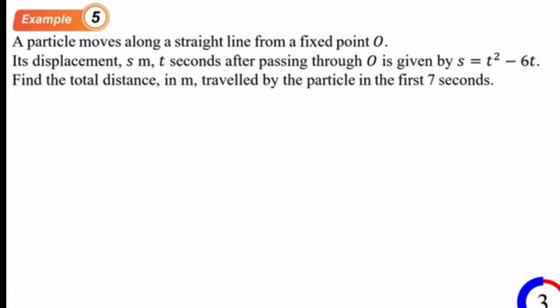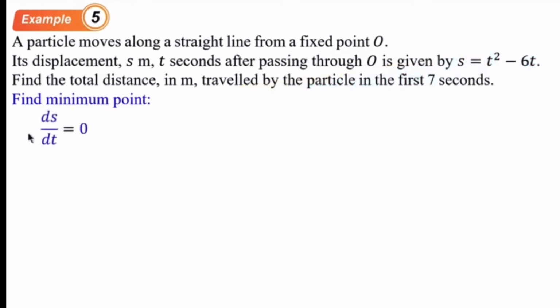Let's see this example. A particle moves along a straight line from a fixed point O. Its displacement, in meters, t seconds after passing through O is given by s equal to t squared minus 6t. Find the total distance traveled by the particle in the first 7 seconds.